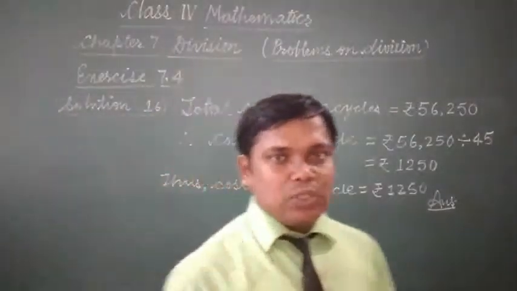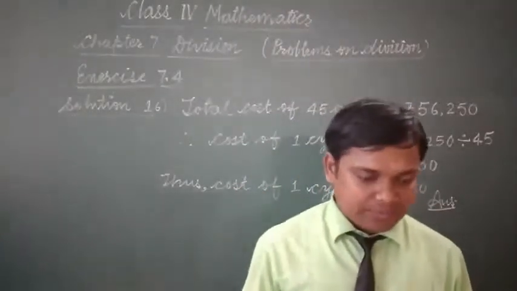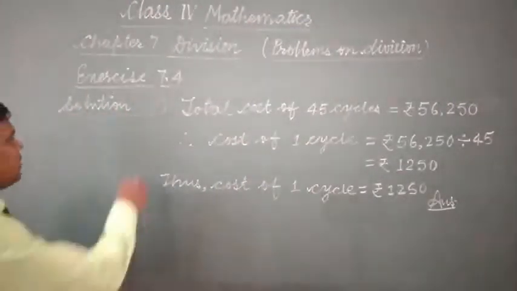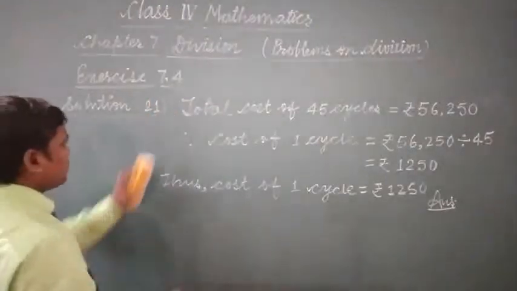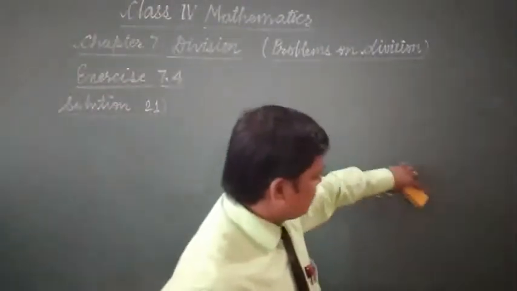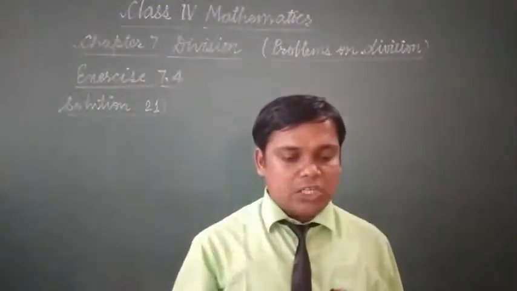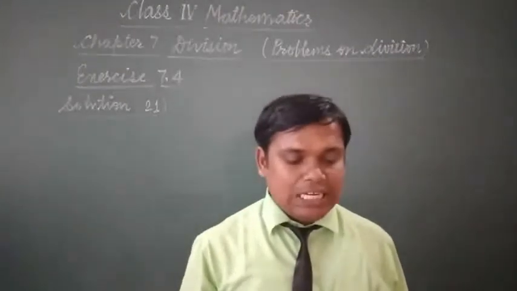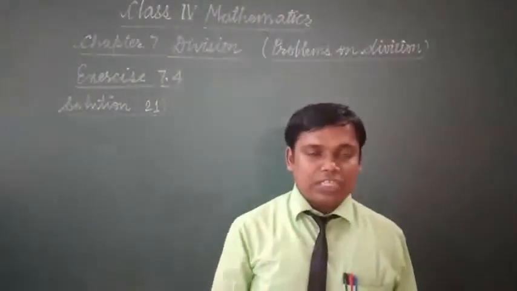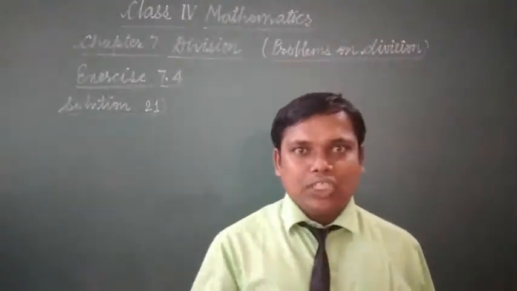Now the last question I am going to solve for you is question number 21. All of you read this question. The question is here, a car covers a distance of 1,280 kilometers in 16 hours. How much distance the car covers in 1 hour? Very easy. You divide the total distance covered by car by total time to get the distance covered by car in 1 hour.